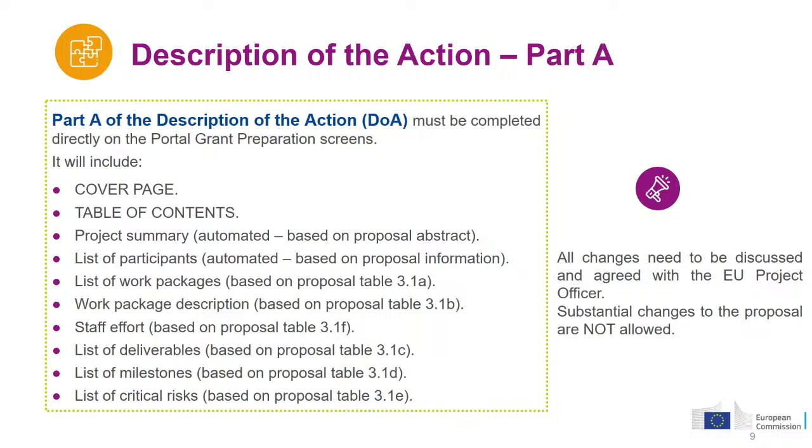It has the project summary, which is based on the proposal abstract, the list of participants, the work packages and their description, the staff effort, the deliverables, the milestones, and the critical risks. As you see, each of these lists and information is mapped to a table of your proposal in Part B, because it's basically this information that goes from the proposal into the Part A of the description of the action. In some cases, we pre-fill it, as we're going to see. In some other cases, we ask you to add them manually.